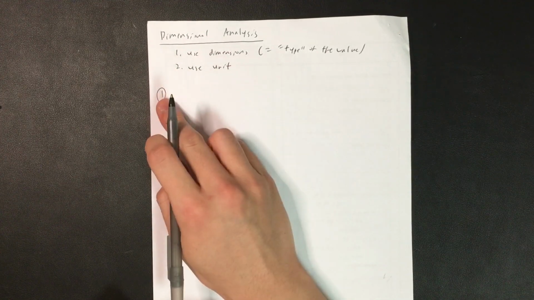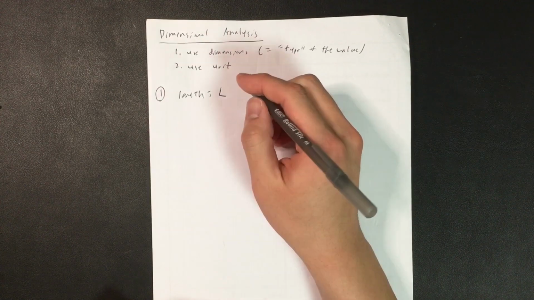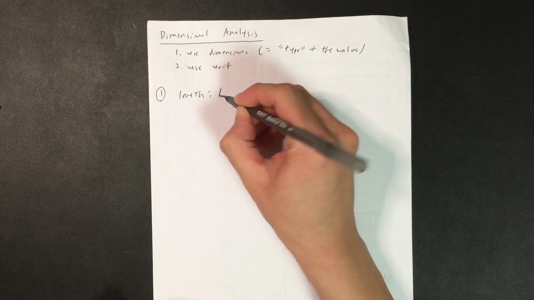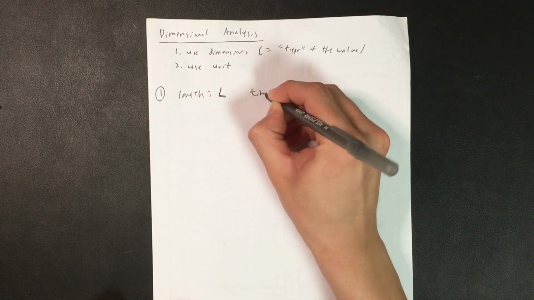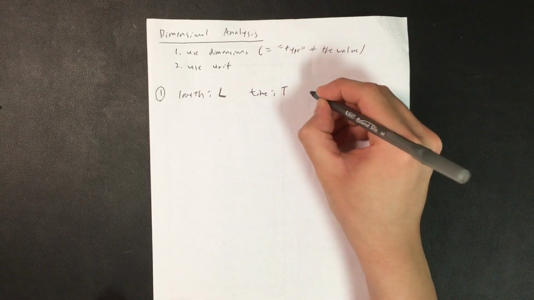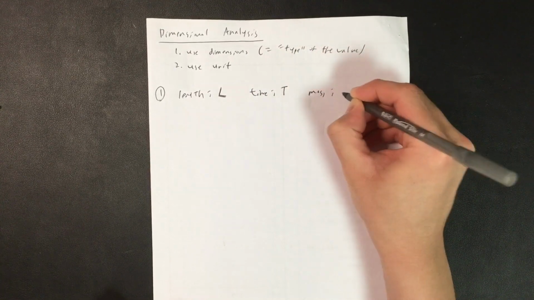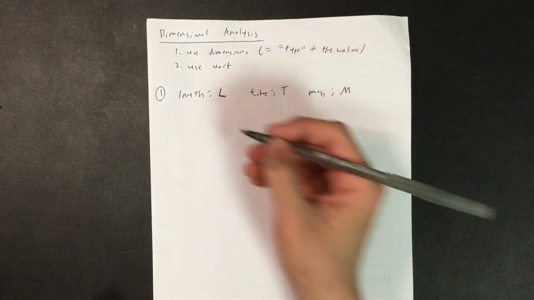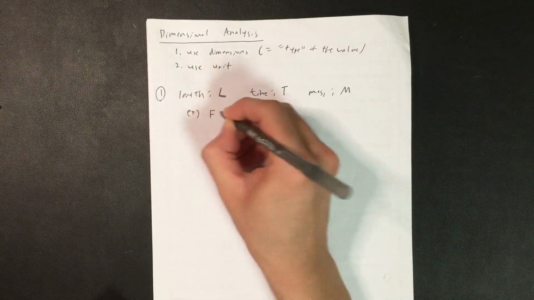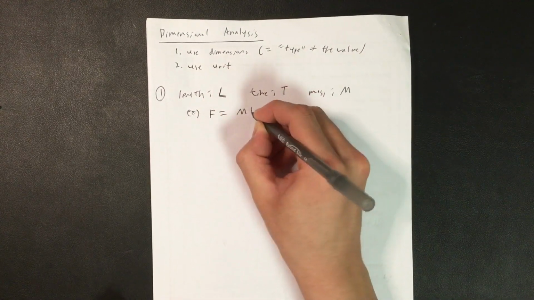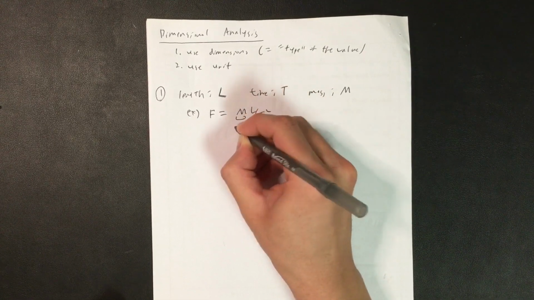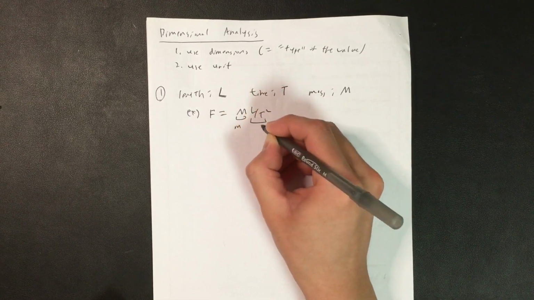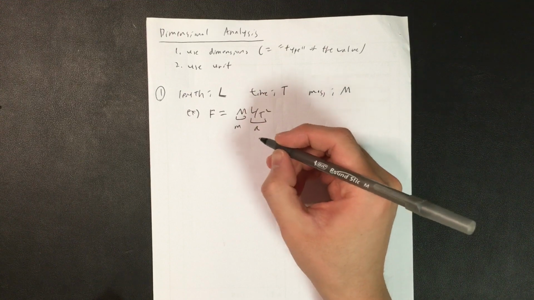So let's look at the first method of using dimensions. Length is often represented as L, time is often represented as T, and mass is often represented as M. So for example, force would be M times L over T squared, because M is mass and L over T squared is the acceleration.